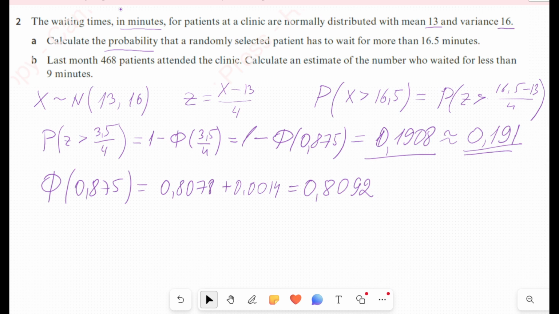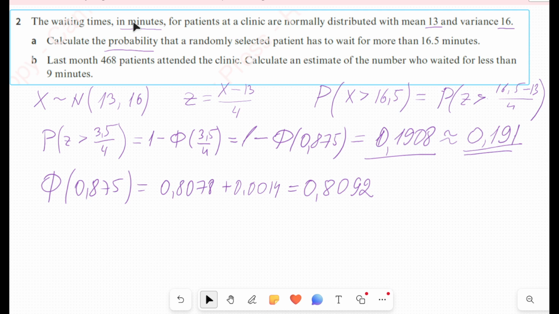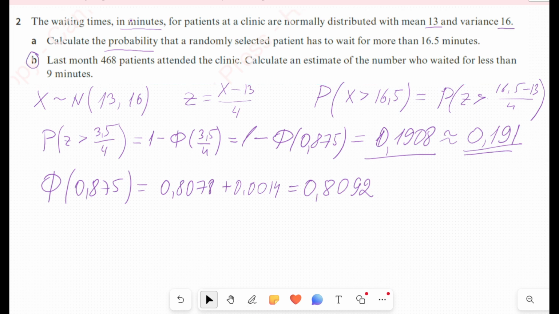Now let us proceed to the solution of the B part. Here it's written that last month, 468 patients attended the clinic. Calculate an estimate of the number who waited for less than 9 minutes.